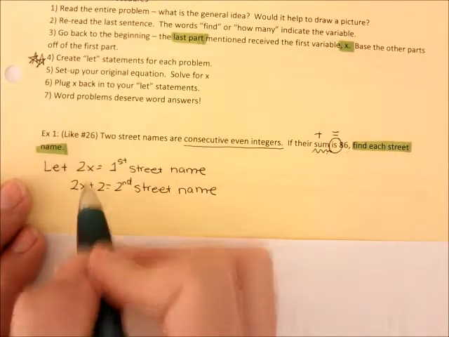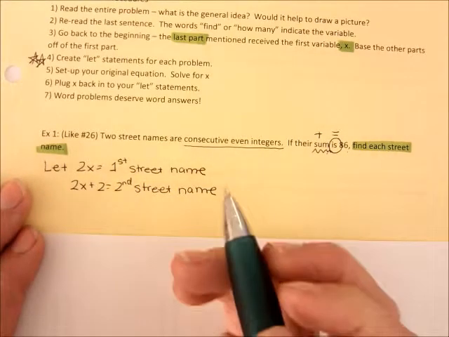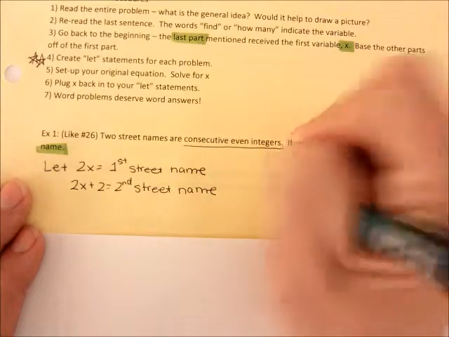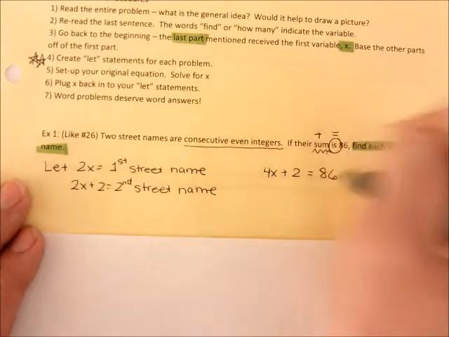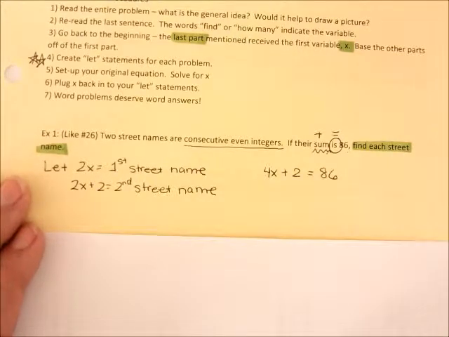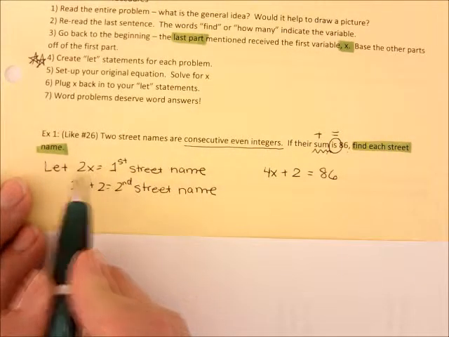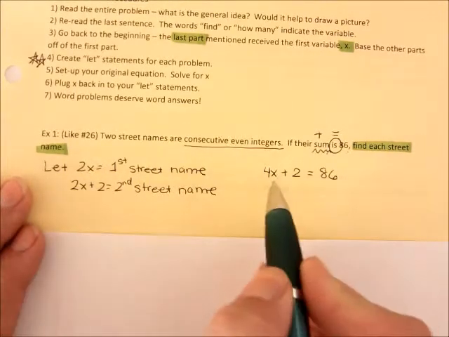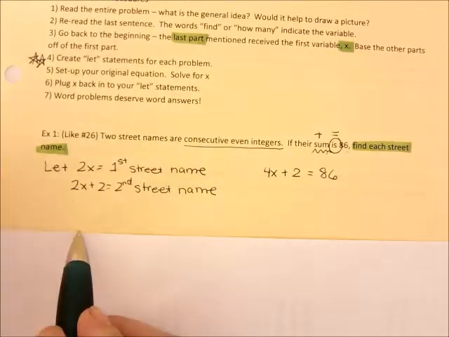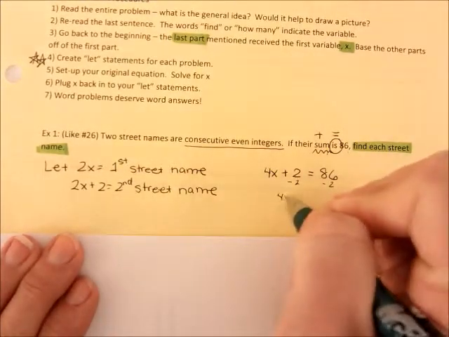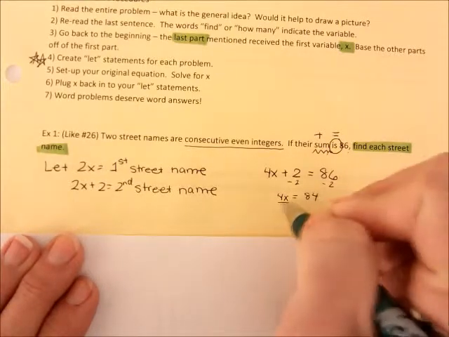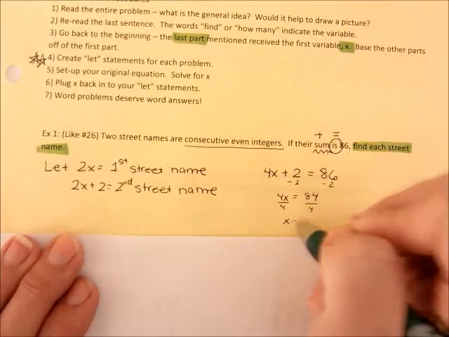So what's the sum? 2x's plus 2x's is how many x's? 4x's, and then just a plus 2 is left over, equal to 86. So we've got our first equation, because we're just adding these together. So 2x's plus 2x's make 4x's plus 2. Good? All right, I'm going to solve that really quick for us. We have minus 2. We have 84, divide by 4, and we get 21.